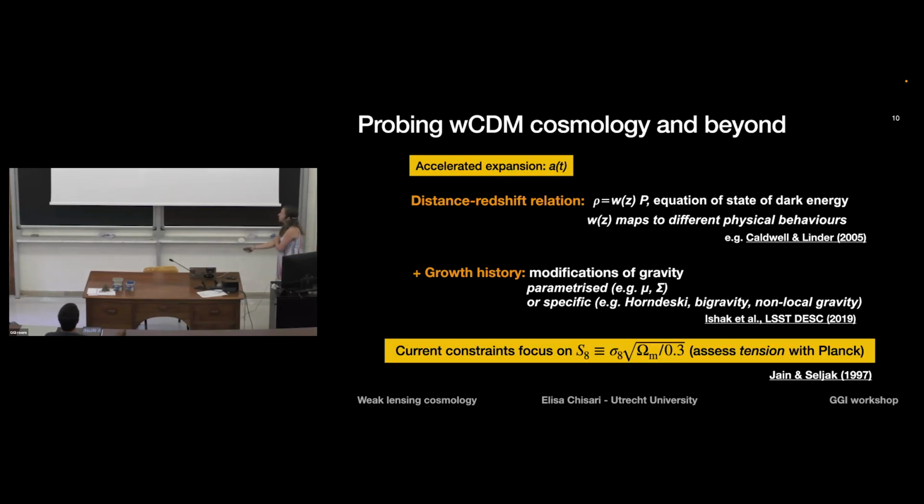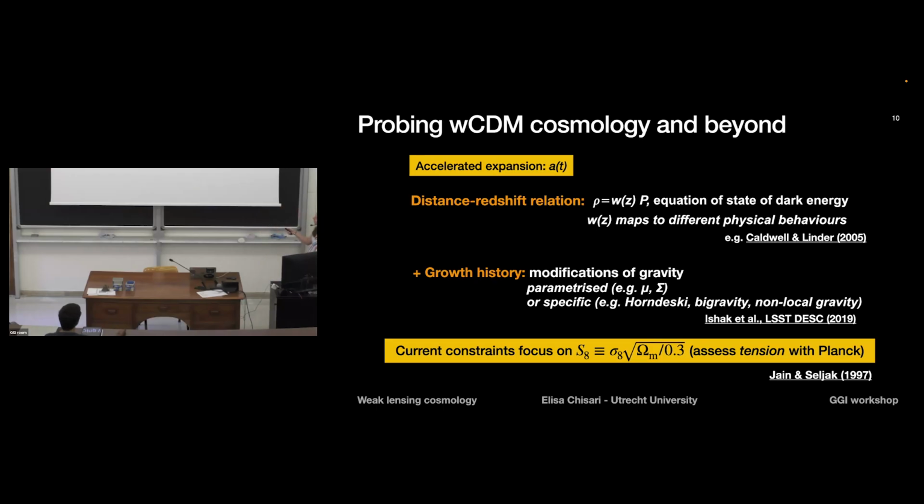All right, so the distance redshift relation lets us probe w of z. And the hope is that if we have an understanding of how this equation of state evolves with redshift, then we might be able to map that into different physical theories and then try to figure out what is the origin of this dark energy. And then by adding this sensitivity to the growth history, either from lensing itself or also from adding the clustering, then we're able to probe modifications of gravity. We sometimes do that in a parameterized way through mu and sigma, for example, or specific theories of modified gravity, Horndeski gravity or non-local gravity.